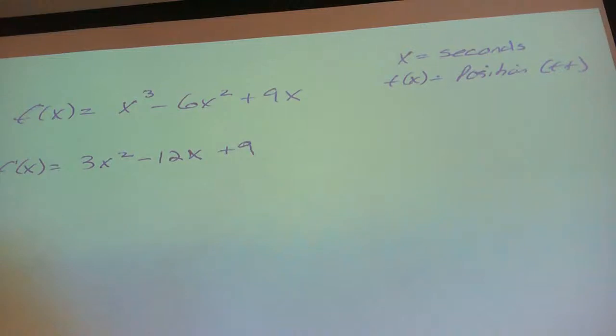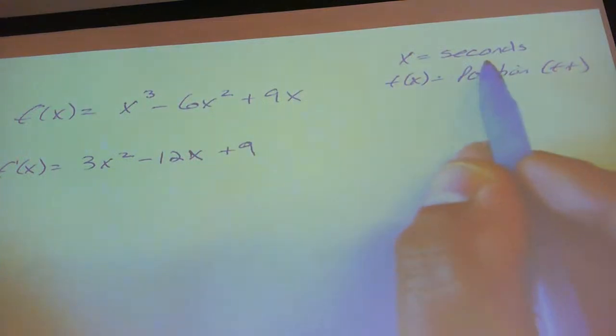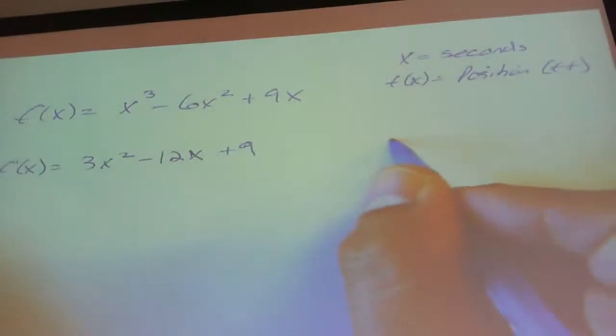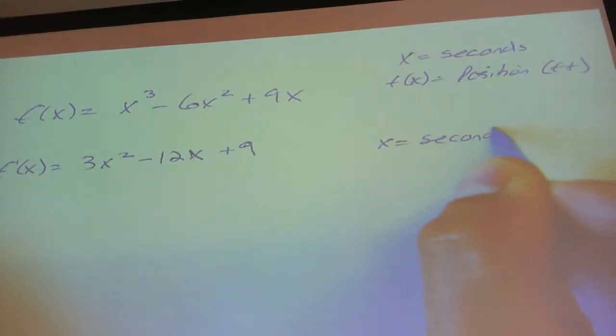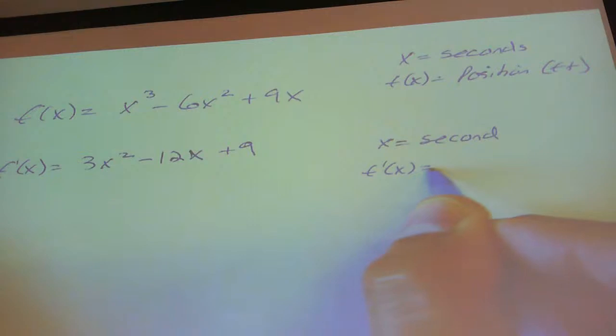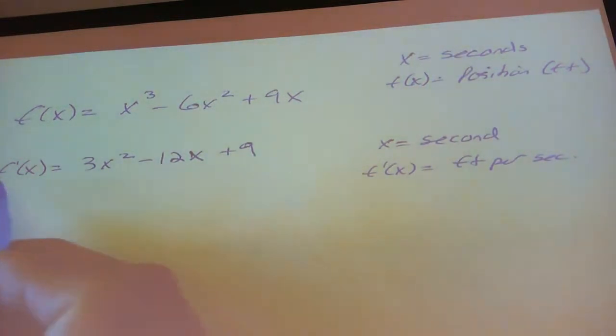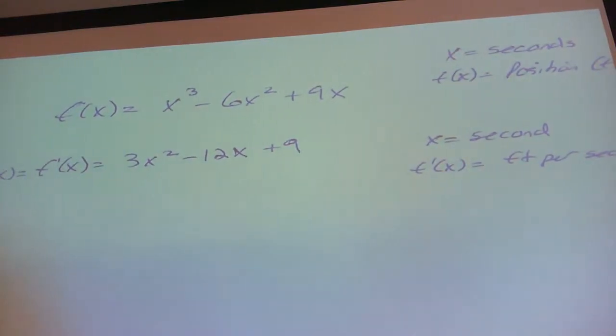Stop there. Now, let's make sure we understand the difference. If I plug into the original, you tell me how many seconds? What comes out is the feet. In the derivative, your input is still seconds, but your output is not feet, it's feet per second. It's how the feet is changing. It's velocity. So you'll notice that f prime of x is also called v of x because v is for velocity. So what's the point in this?